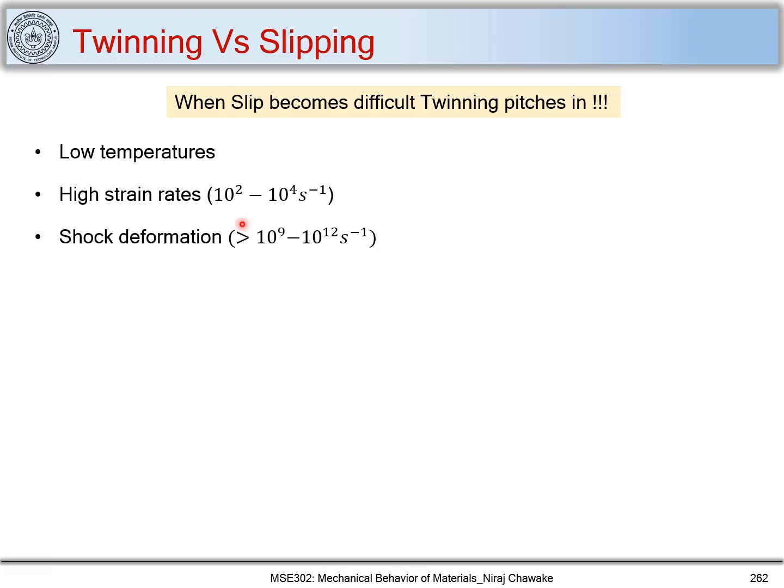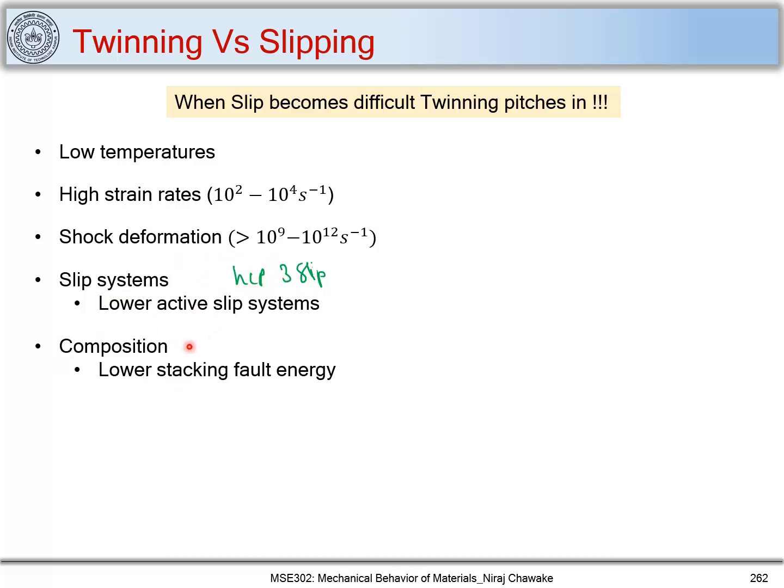The next condition will be slip systems. When you have fewer active slip systems, let's say in the case of HCP material, which has only 3 slip systems, let me write it here. In case of HCP, you have 3 slip systems. We have already discussed this. In such crystals, you will find that twinning will take place rather than slip.